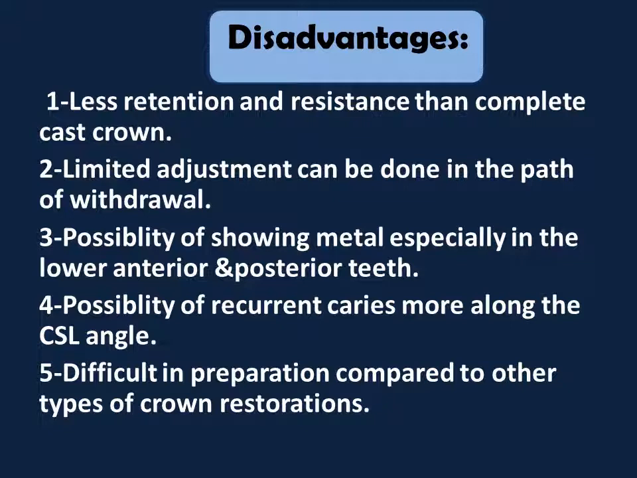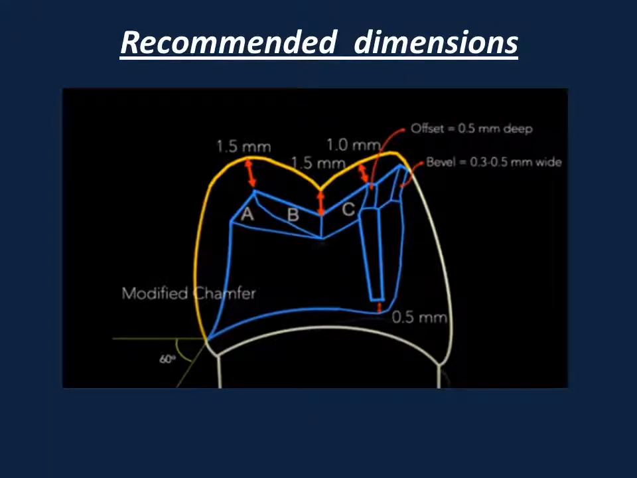The recommended dimensions for the three-quarter crown, as you see in this picture for the upper molar, will be 1.5 millimeter on the functional cusp and 1 millimeter on the non-functional cusp, and the occlusal clearance should be 1.5. Besides that, we need a bevel less than 1.5 millimeter on the facial cusp, and this bevel should extend to the lingual embrasure.